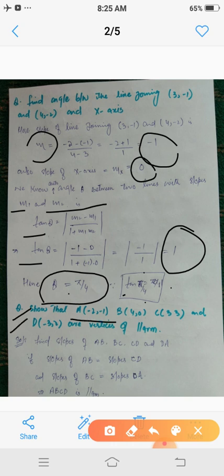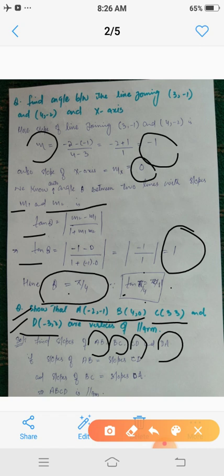Show that A(-2, -1), B(4, 0), C(3, 3) and D(-3, 2) are the vertices of a parallelogram. You know that a parallelogram is a quadrilateral whose opposite sides are parallel. When opposite sides are parallel, it implies that the slopes of the opposite sides are equal. So when we have a quadrilateral with vertices A, B, C, D, we will firstly find the slopes of lines AB, BC, CD and DA.